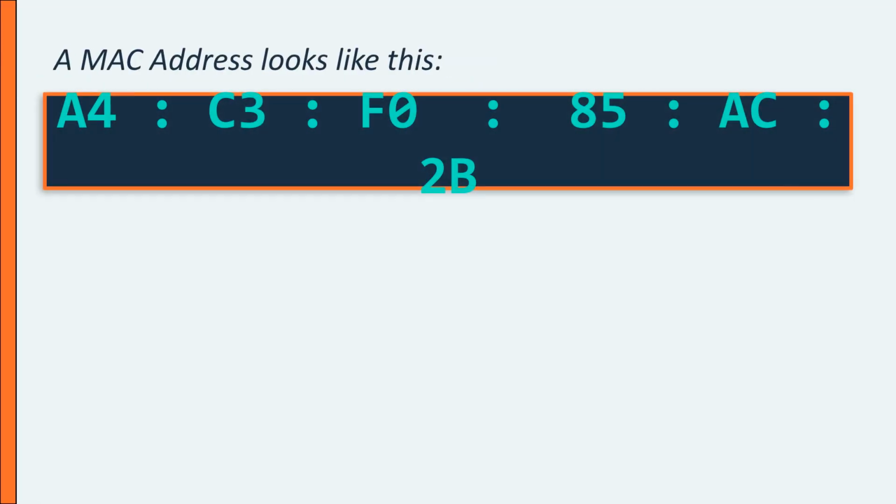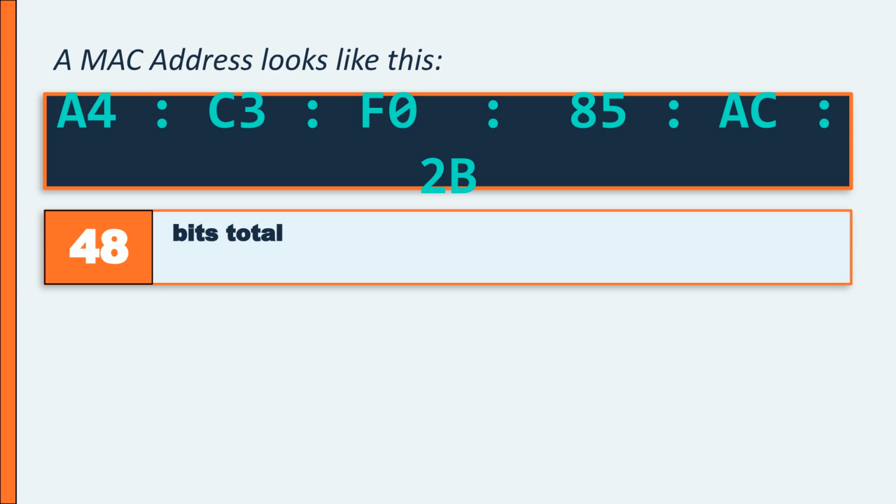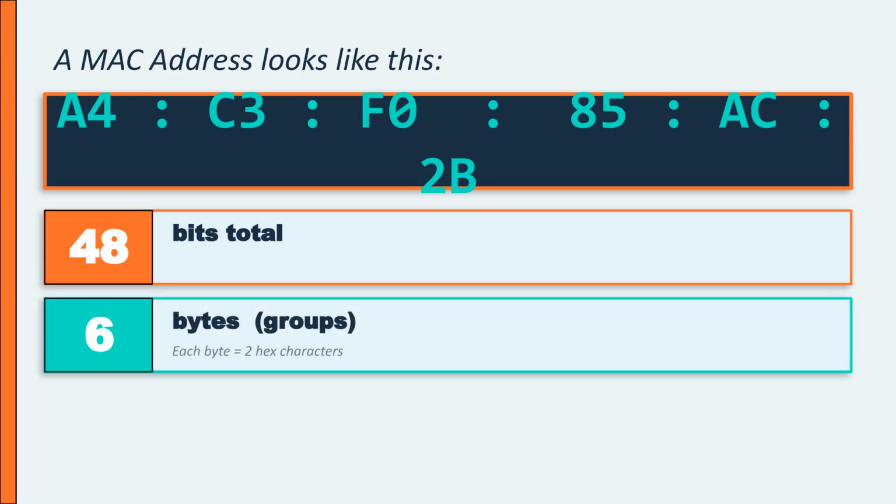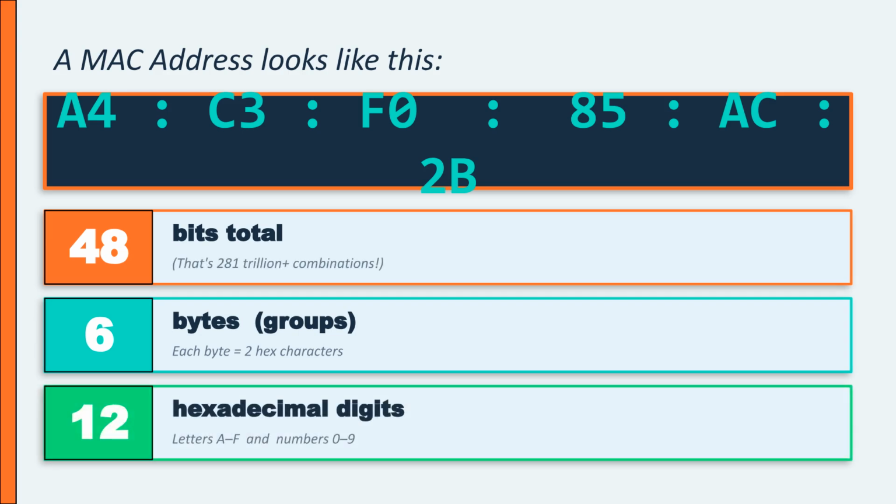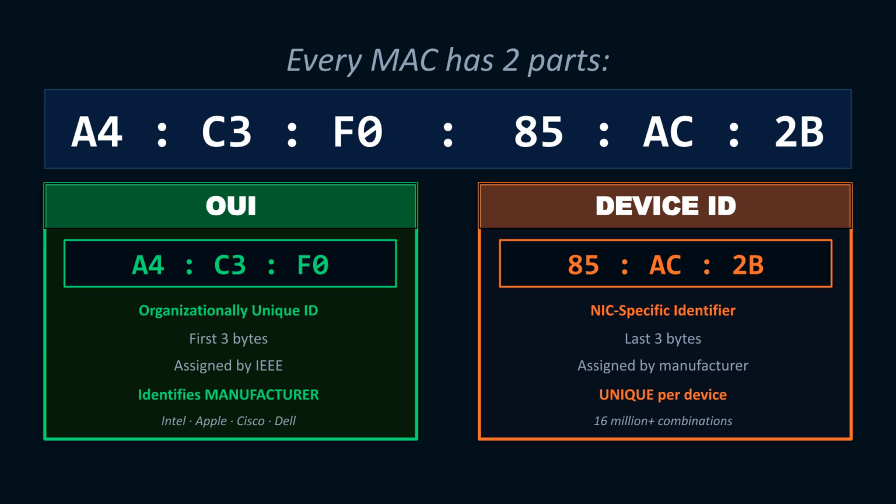packet. A MAC address is a 48-bit value, consisting of 6 bytes or groups, where each byte is represented by 2 hexadecimal characters. This format allows for over 281 trillion combinations, ensuring uniqueness. Every MAC address has 2 main parts. The first 3 bytes are the organizationally unique ID, or OUI, assigned by the IEEE, which identifies the manufacturer. The last 3 bytes form the device ID, assigned by the manufacturer and unique to each device.